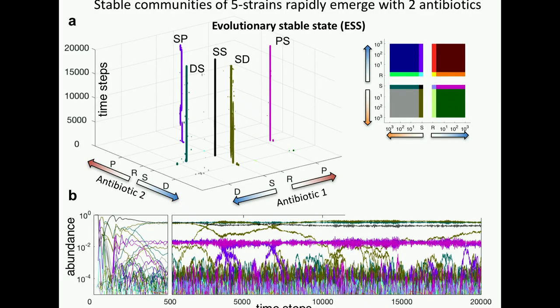Now we can do two antibiotics, and here is what you see now. With two antibiotics, you have a two-dimensional space. We plated, we look at it over time. These are the strains above 0.1%. And very, very quickly, actually, you cannot even see it on this time scale, a five species evolutionary stable state emerges. You can see how it emerges again in a matter of a few hundred generations, and then it stays on.